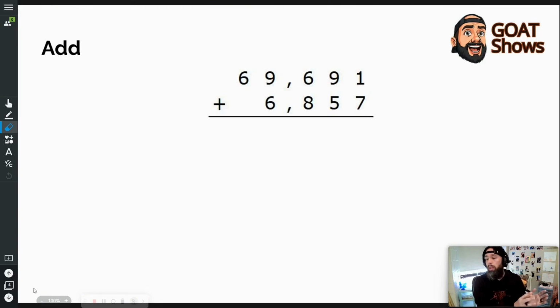So start all the way to the right. 1 plus 7 is 8. Write it underneath the line. 9 plus 5 is 14. Write out your 4, carry the 1. 1 plus 6 is 7. 7 plus 8 is 15. Write out your 5, carry the 1. 1 plus 9 is 10. 10 plus 6 is 16. Write out your 6, carry the 1. 1 plus 6 is 7. Write out your 7. Don't forget your comma. And 69,691 plus 6,857 is 76,548.